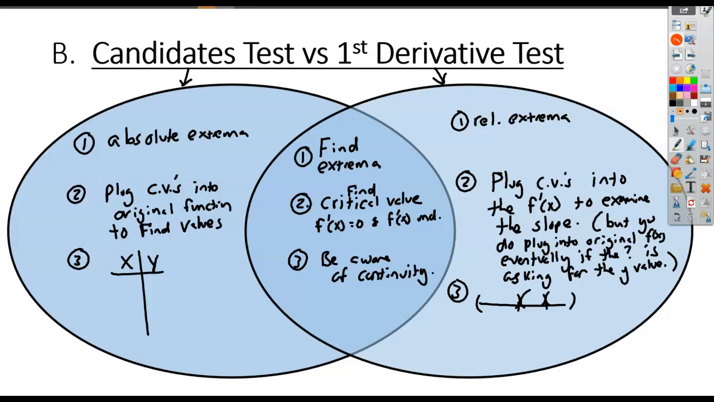If a function's not continuous on a closed interval, then you can't use the candidates test anyway. Well, you can, but you're not guaranteed to end up with an absolute min or max. With the first derivative test, you want to start off by looking at the continuity to determine whether or not that particular critical value is even worth examining. Okay, so there's another difference. The final thing is that for the candidates test, you include endpoints. With the first derivative test, you don't examine the endpoints.